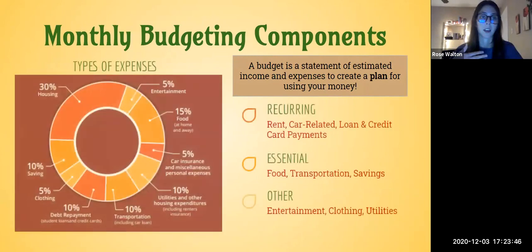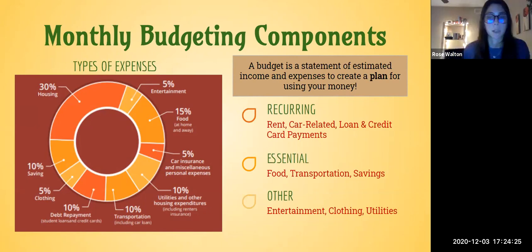So to be sure that you know exactly the components of a budget, this is a really good visual that I found and it breaks it up into 3 different categories. So there are the recurring components. So that's your rent. That's anything car related, whether it's your insurance or your car payment. And that's any loan and credit card payments because you want to be able to build up your credit. So those are all items that you will need to pay monthly in order to maintain a certain quality of life, in order to maintain a credit score, in order to maintain your living, anything like that. And then of course there's your essentials.